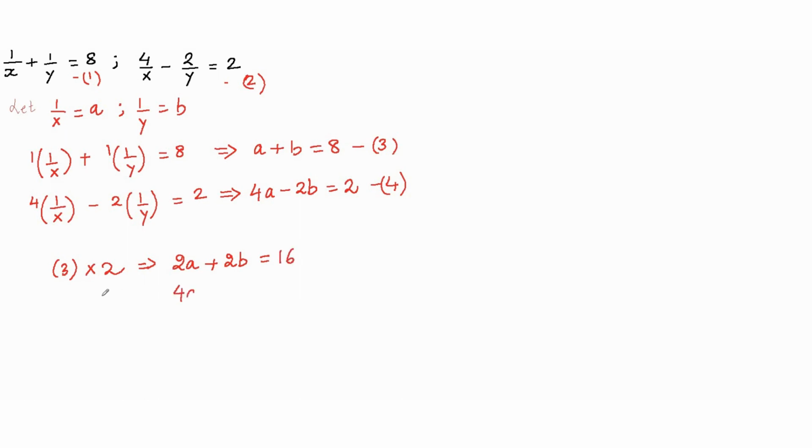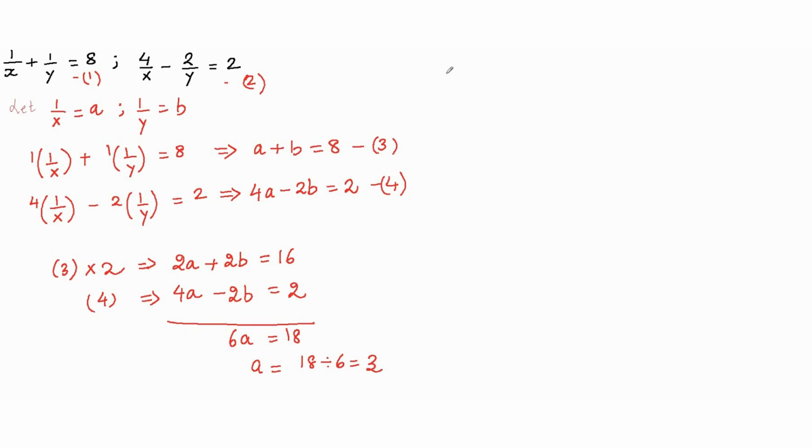And 4a, I'm writing the fourth equation as it is. You will notice that I'm interested in eliminating the variable b. So 4a minus 2b is equal to 2. So now let me add the two equations. b gets eliminated. So 6a becomes equal to 18, which means a is equal to 18 divided by 6, which is 3. Therefore, the value of a is 3.